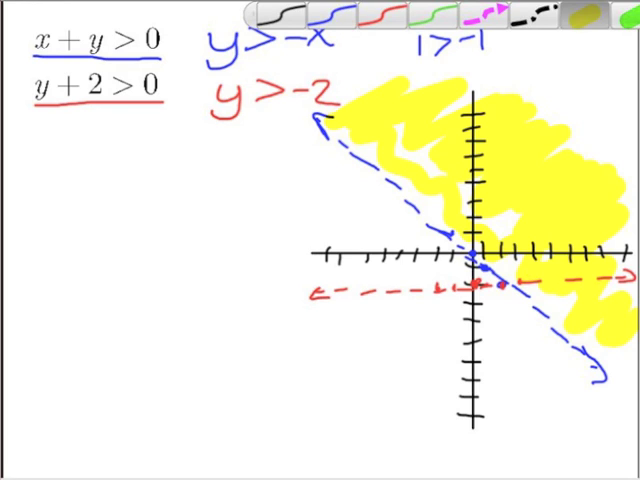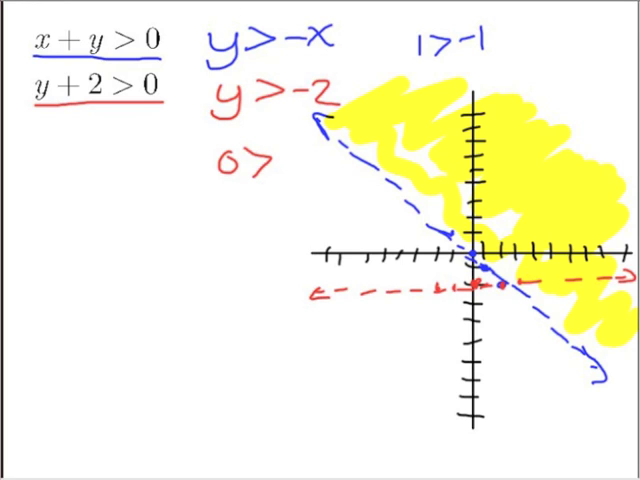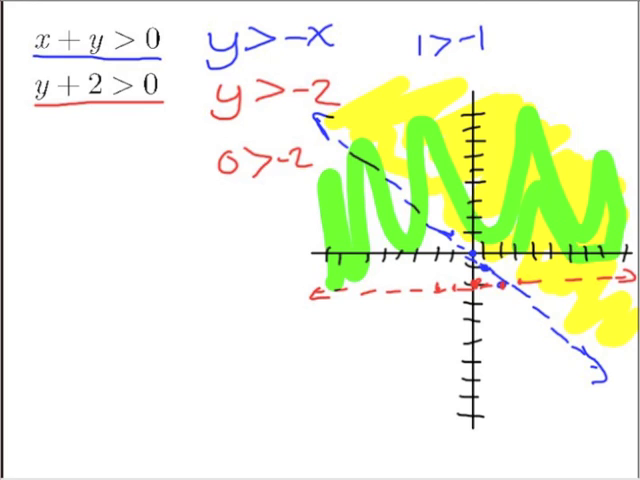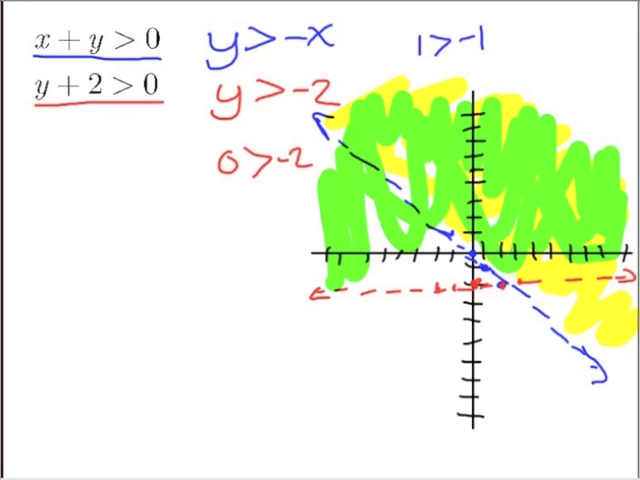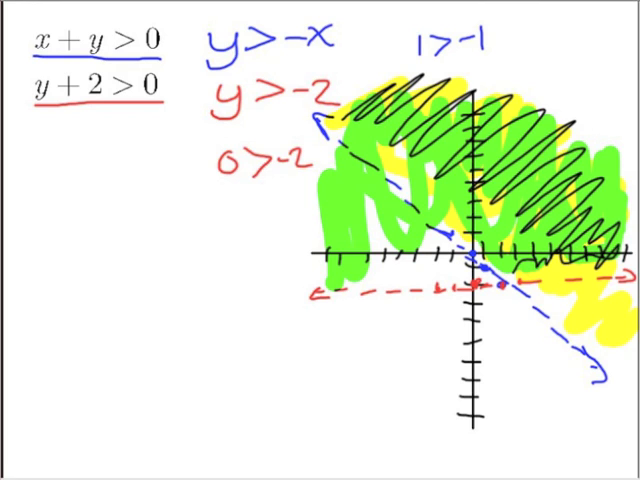Now we look at the red line. Pick a point not on my line, say 0, 0. In this case y is 0. 0 is greater than -2. This is also true. So this time I'm going to be shading everything above my red line. And again, we're looking at where the colors overlap. So we're going to end up in this area here.